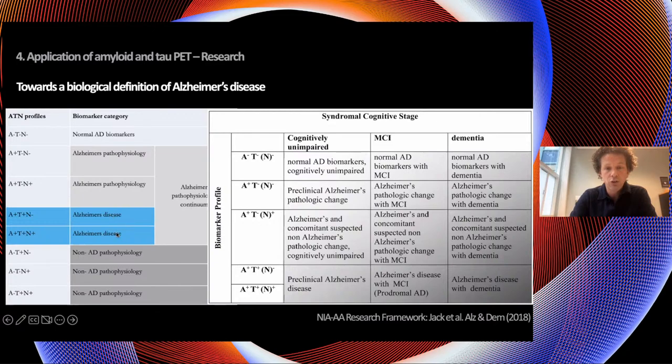The next step in this system is to put the syndrome on top of the biology. So it's biology first and then the clinical syndrome. In this case, individuals that are amyloid positive and tau positive are considered to have preclinical Alzheimer's disease. At the MCI stage, it's called Alzheimer's disease with MCI or prodromal Alzheimer's disease. And in the dementia stage, it's Alzheimer's disease with dementia. But the diagnosis, or the labeling, in this case is Alzheimer's disease.